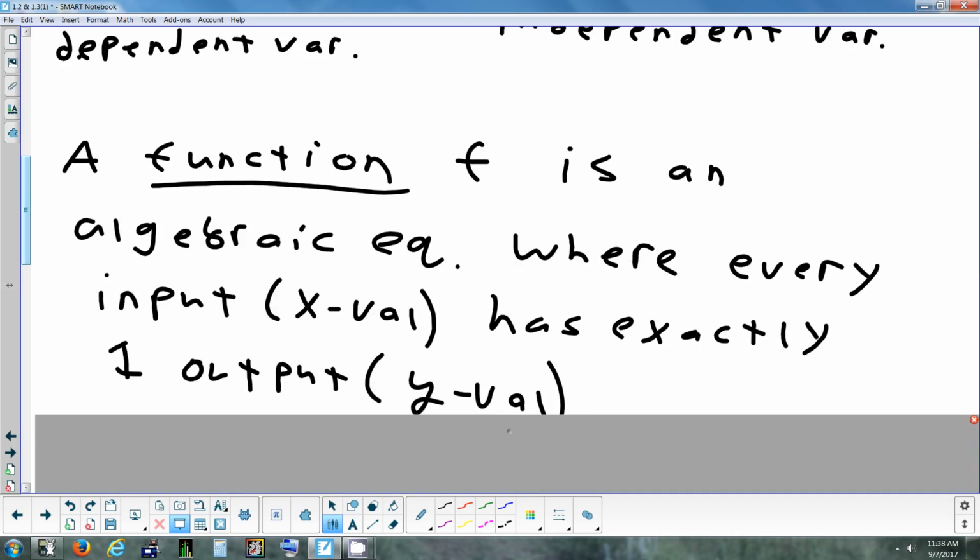In other words, what that means in the context of the rent-a-car problem, if you tell me how many miles you're going to drive, I can tell you how much it's going to cost to rent the car. It's not like if you drive 50 miles, it could cost this or it could cost this. No. If you plug in 50 miles to rent the car, there's exactly one cost. It's not like there's two costs.